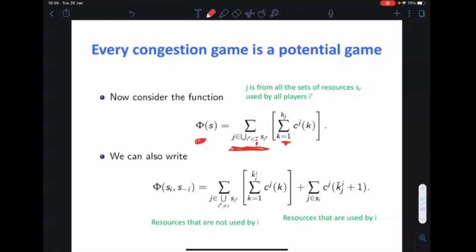I don't know how they derived this, but suppose you have this function, you can show this actually is a potential function. And then you can write this down into two parts. One is the resources from all these other users, and the other is the resources being used by this user I, so you can split this into two.